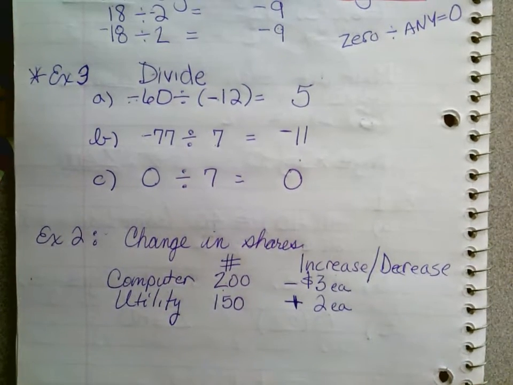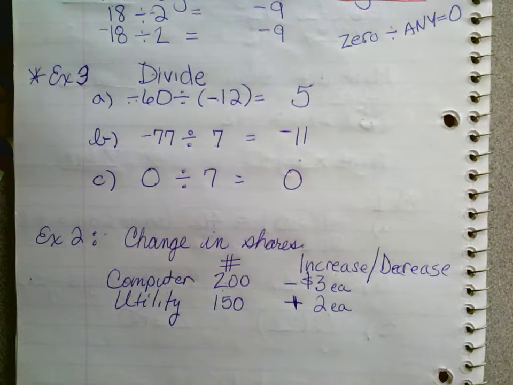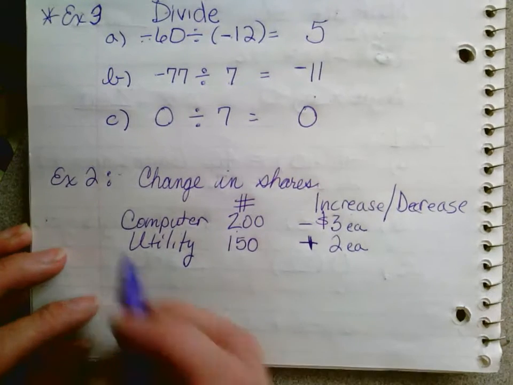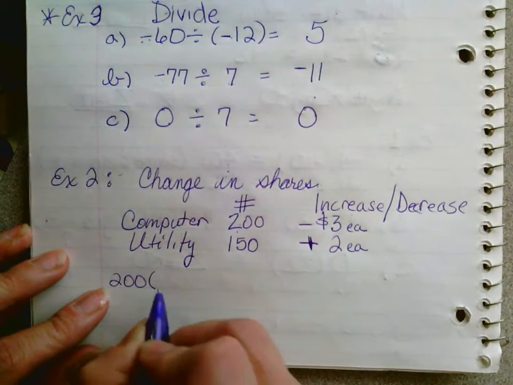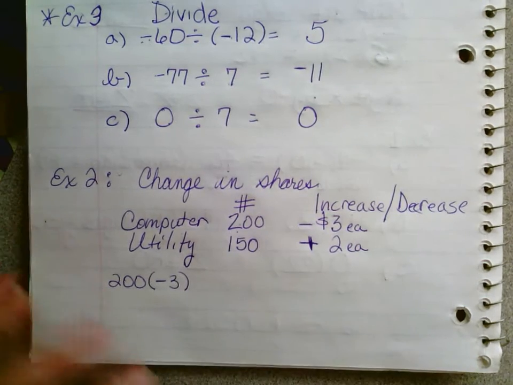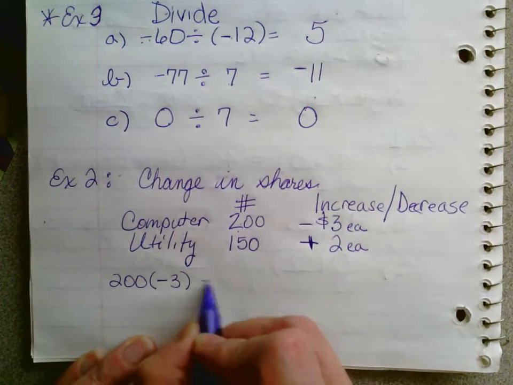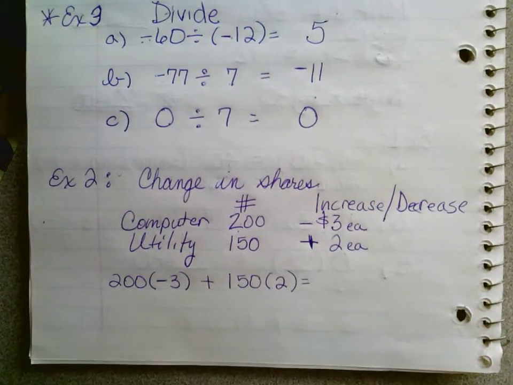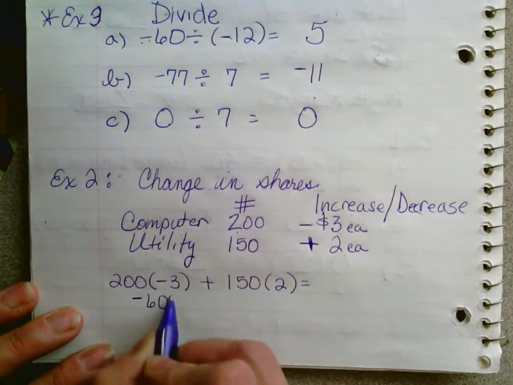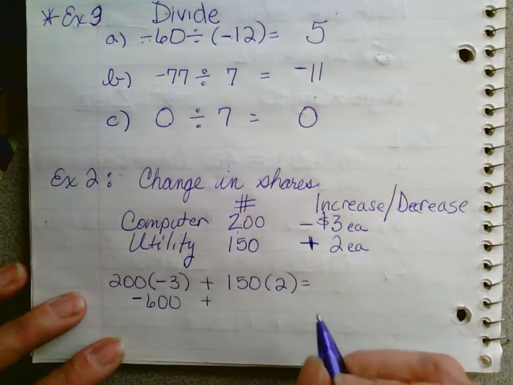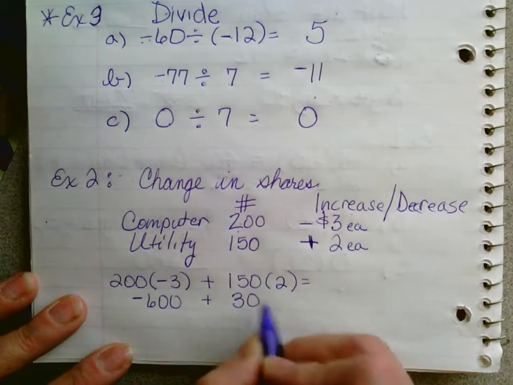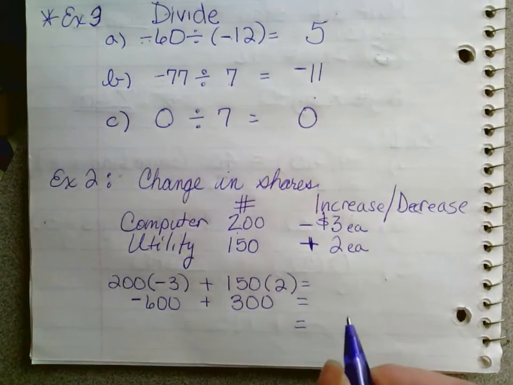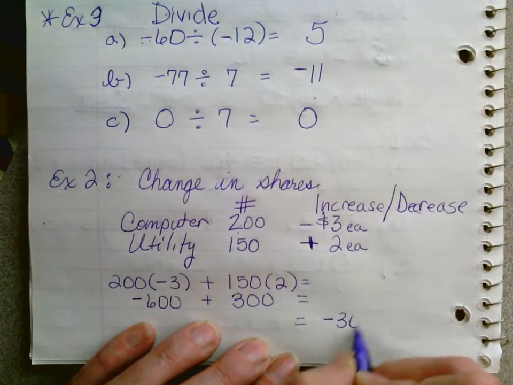Now you might be saying, well, I have no idea what the original value was. Well, it doesn't matter. All we're finding out is what the change was. All right? So based on that information, if I take 200 shares and lose $3 on each one, and combine that with 150 shares and gain $2 on each one, I'll find out that the combined sum, unfortunately, is a bad stock day. Looks like you lost $300.